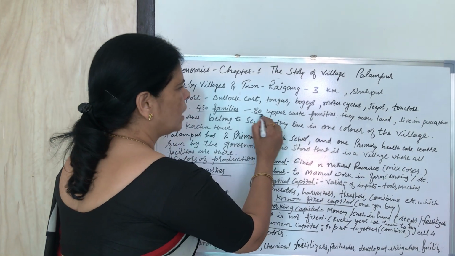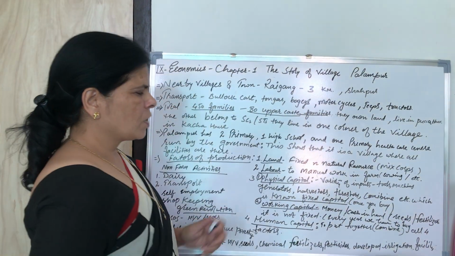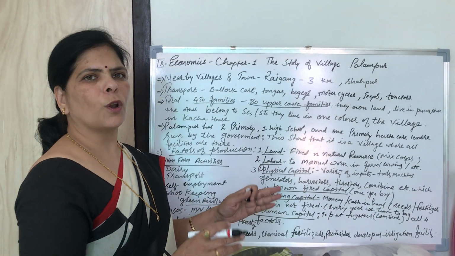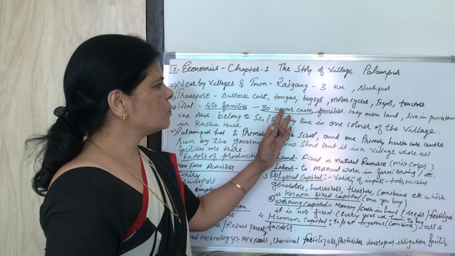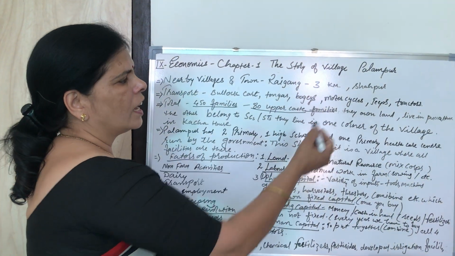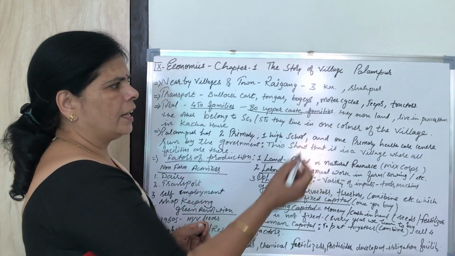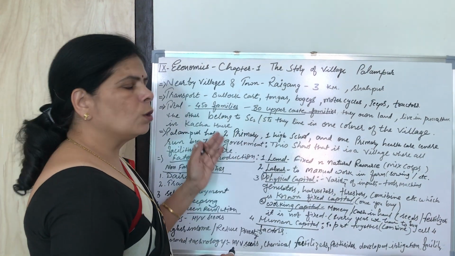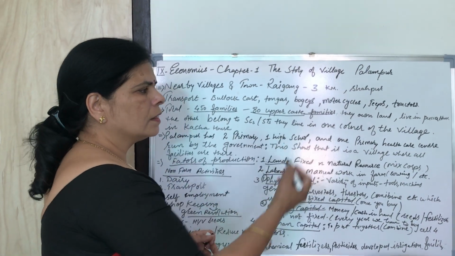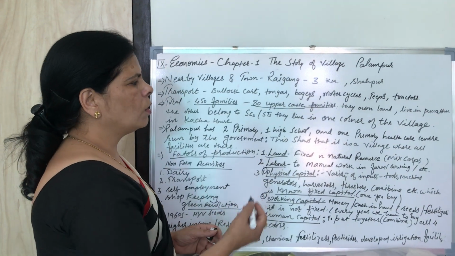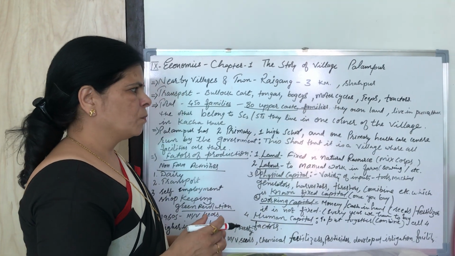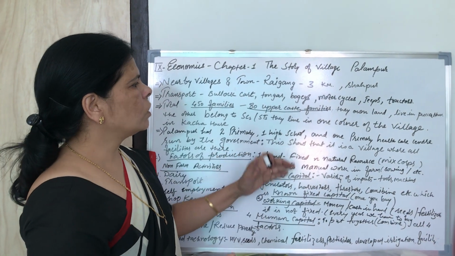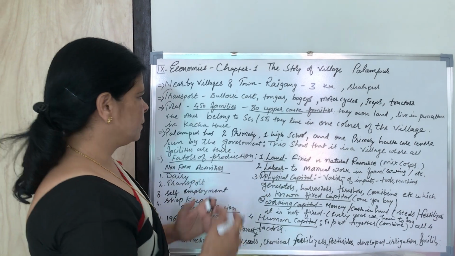Among them 80 upper caste families are there. Now what does upper caste families mean? The rest of the families belong to the Dalit caste. The families which belong to the upper caste have their own big land and they live in pakka houses. While the SC, ST, the lower caste families live in the corner of the village and own a very small piece of land. And some farmers don't have their own land at all. They work on the upper caste families' land.